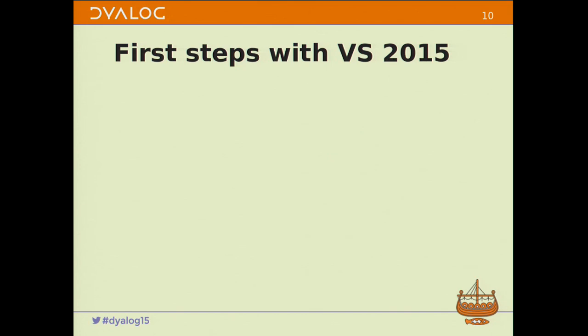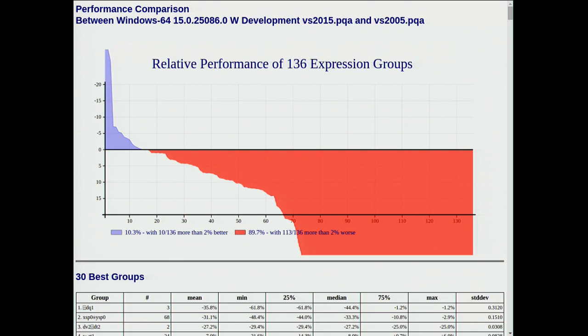Now, remember those performance graphs where I was saying that blue is better and we want to see a lot of blue on the left-hand side? The first attempts at compiling with Visual Studio 2015 ended up like this, which was mildly disappointing. This is one of the things you encounter when you're trying to do these upgrades. So, luckily, because it's such an obvious regression, it's not too hard to work out what was going wrong.